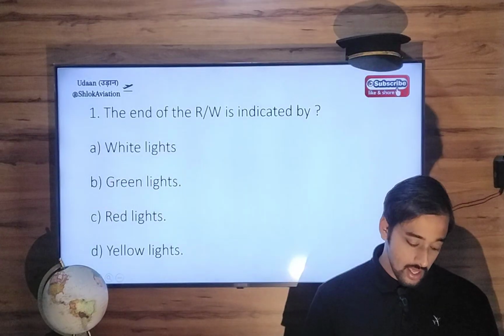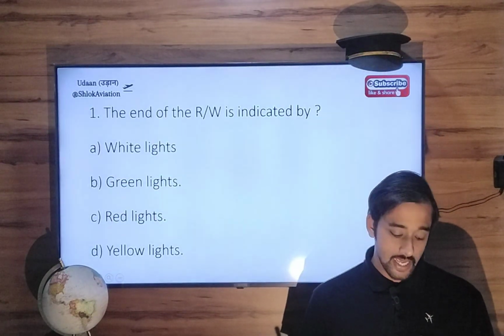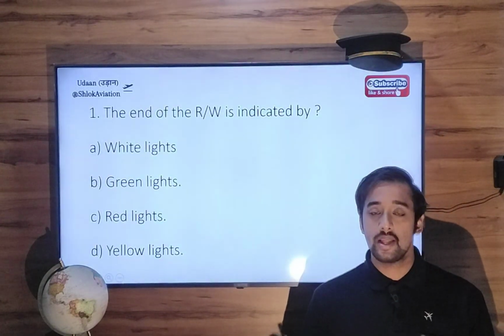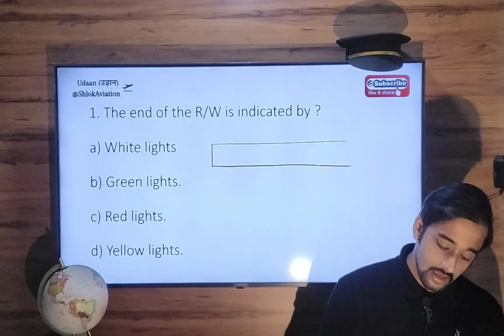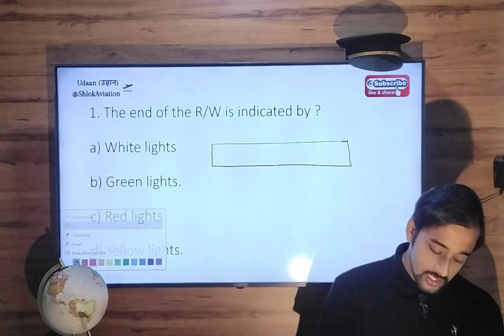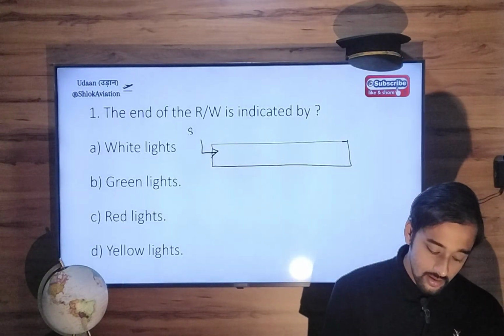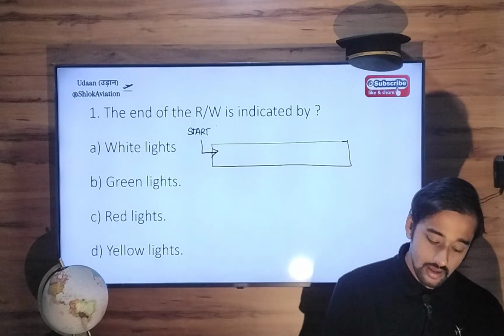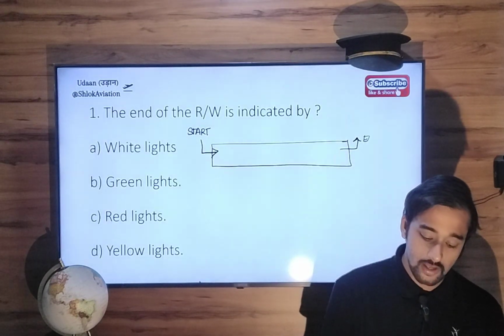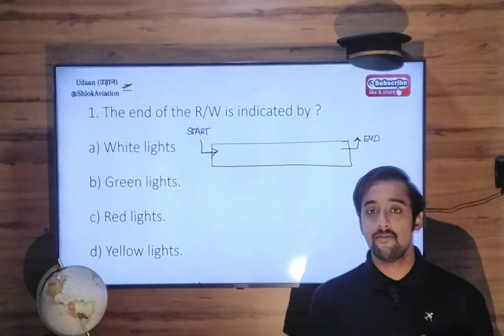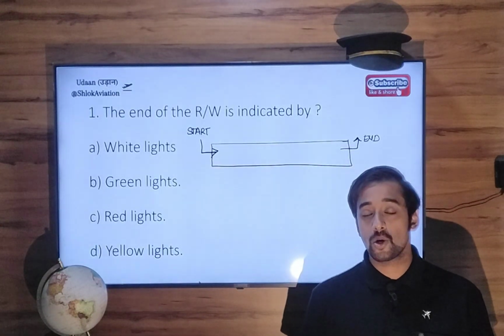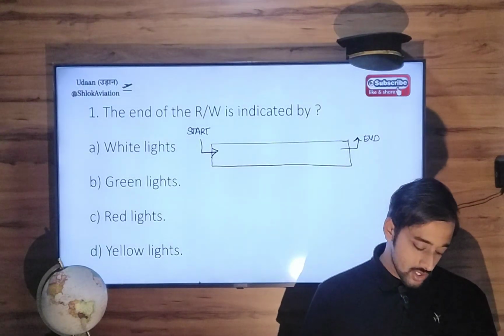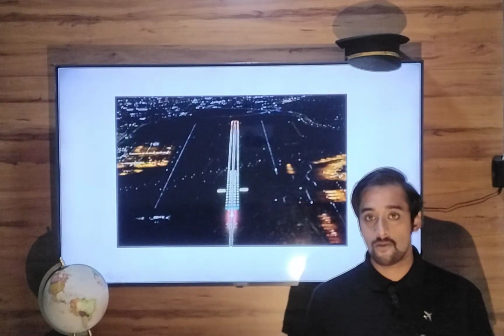Question number 1. The end of the runway is indicated by what? So we have a runway, and we have the starting end of the runway, which is the approaching end, and then we have the end portion of the runway. So we have to identify the light colors which are put on these runway ends. This is a picture of the runway.